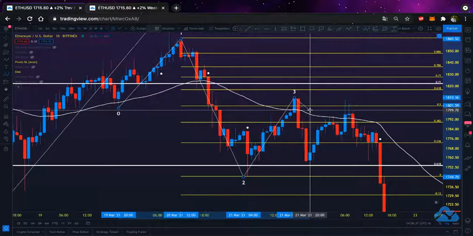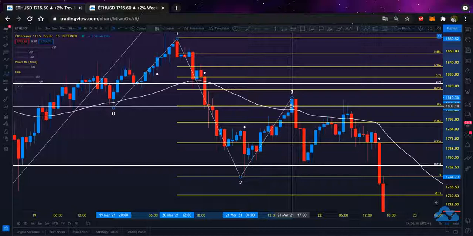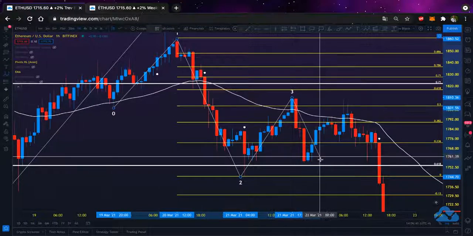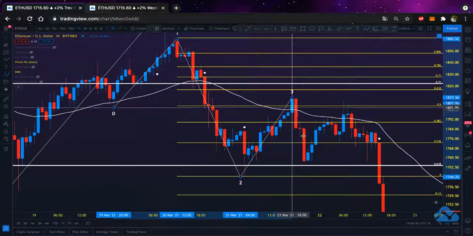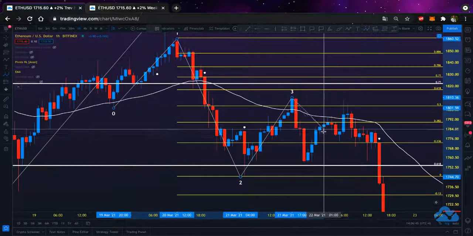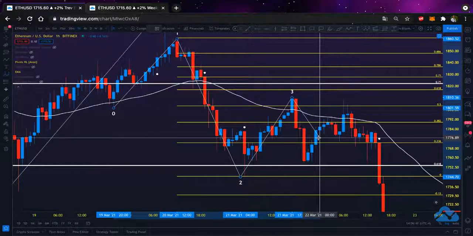After I get the 1, 2, 3, I know I can be looking for entries on the 3rd and 4th, or if I miss the 3 to 4th entry leg, I can maybe, if it presents the opportunity, which in this case it does, on the 5th.